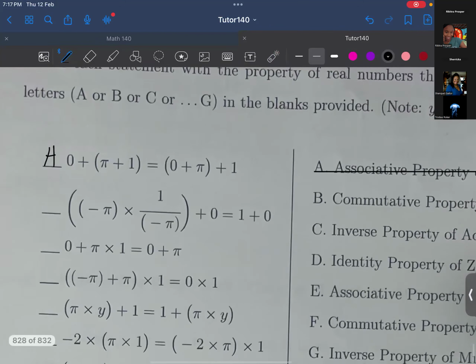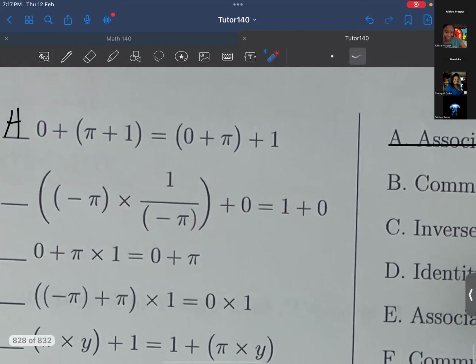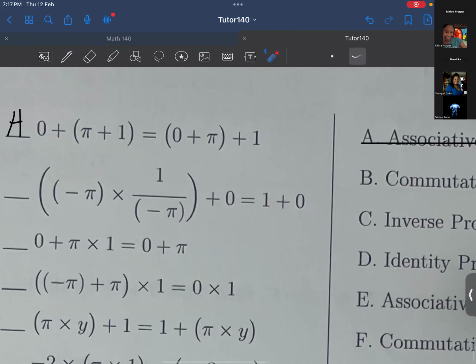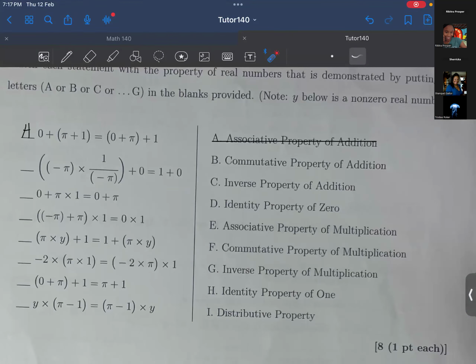Okay. Over here, on the left side, I see that negative pi is being multiplied by 1 over negative pi plus 0. And over here, I see the 0 stayed the same, but this whole entire thing became 1. When you see a question like this, a number being multiplied by its reciprocal, just know that that is the inverse property of multiplication. That tells you that when you multiply a number by its reciprocal, the product is 1. So this is the inverse property of multiplication, G.